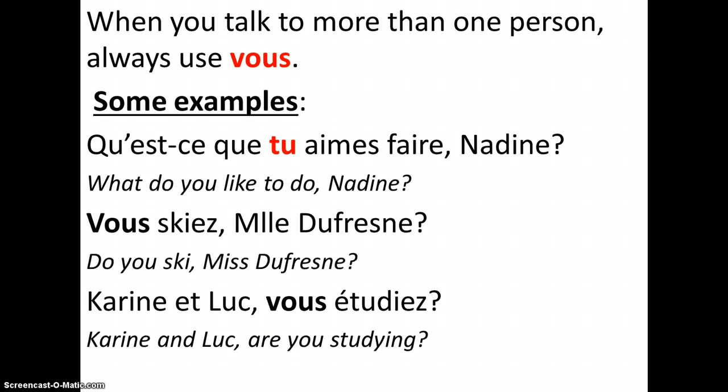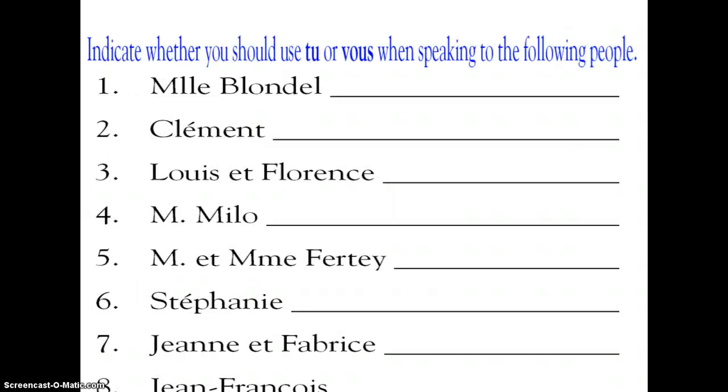So now we're just going to go ahead and practice to see if you can apply what we just learned, tu and vous, right? Basically here you are asked to indicate whether you should use tu or vous when you're speaking to the following people. If it's speaking to Mademoiselle Blondel, what would you use? Vous, because you have Mademoiselle, so it's formal. To Clément, what would you use? Tu, because Clément, you call by first name, somebody you know, a friend or close relative.